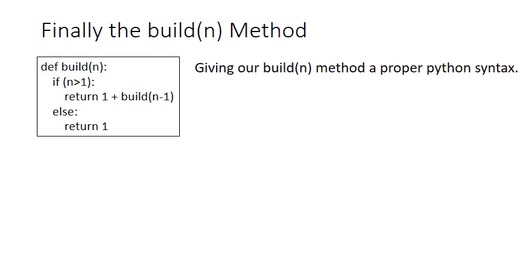Finally, the build method. Now I'll give this method a proper Python syntax, and if you're using Java, you write this method in Java. So on the left hand side, I have the build function, and if n is greater than 1, I return 1 plus build n minus 1, because the problem size gets smaller by 1 at every step. Else I return just 1.